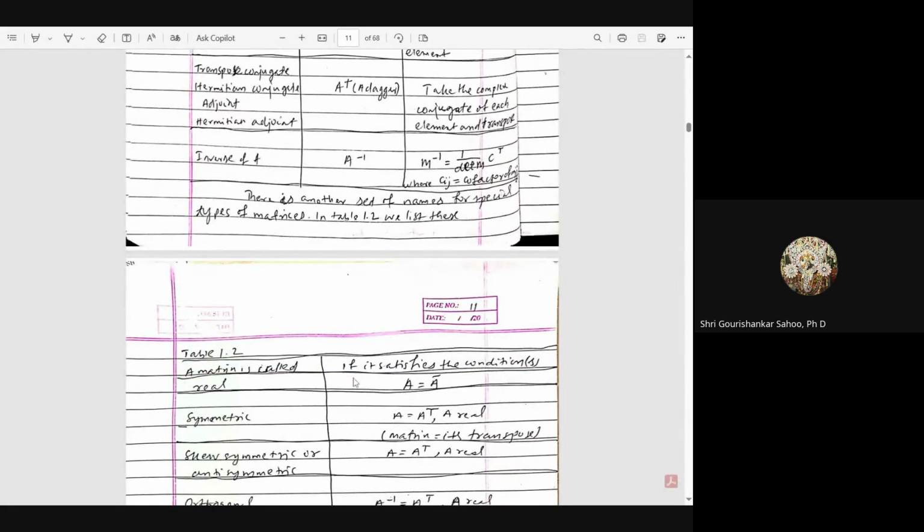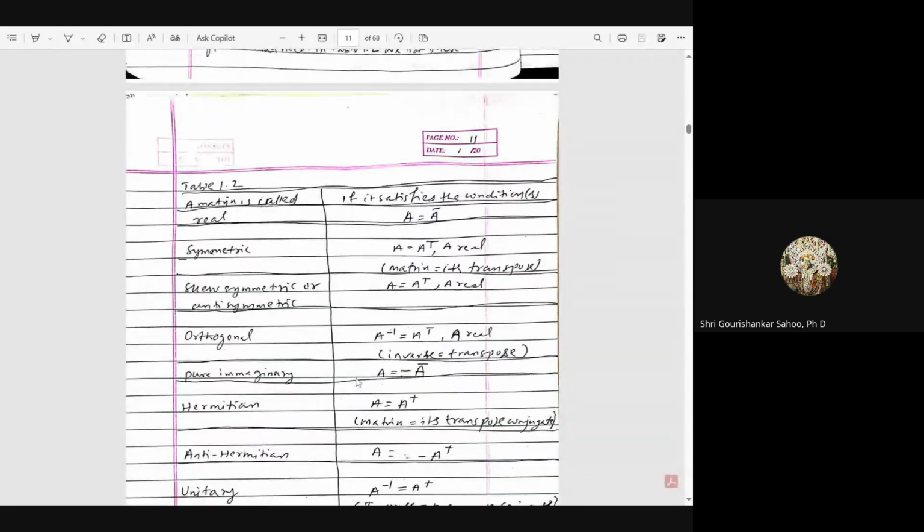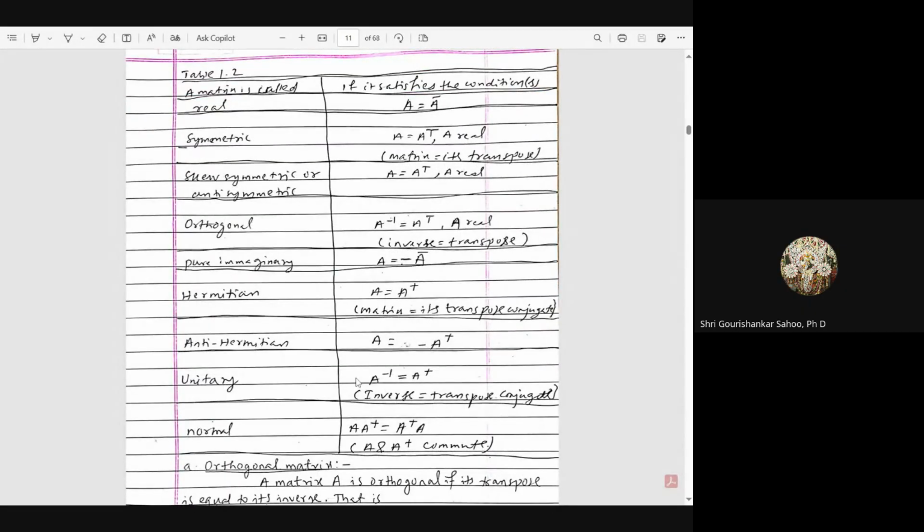So there is another set of names for special types of matrix, shown in the table: symmetric matrix, if it satisfies the condition A is real and A is equal to A transpose; skew symmetric matrix, where A is equal to minus A transpose and A is real, or anti-symmetric matrix.